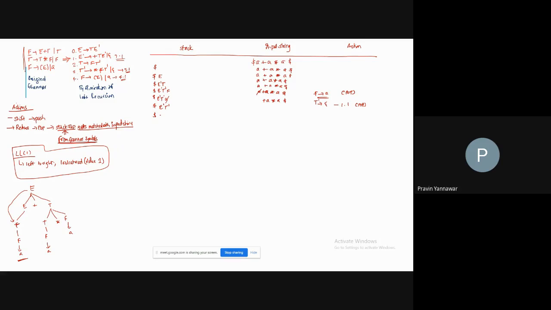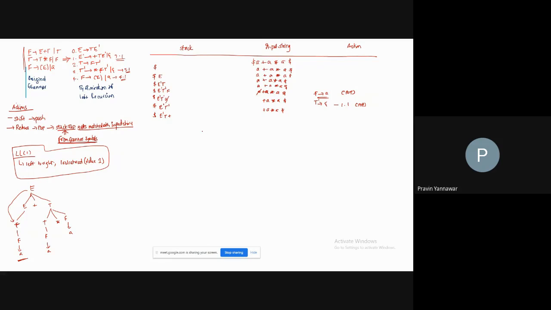Okay, but E dash is now plus TE dash. Just a minute. So this is just plus TE dash. So you have got plus TE dash. Now plus gets matched here. So this plus gets matched. So what is going to happen? A star A dollar. Okay, so the plus gets matched here.